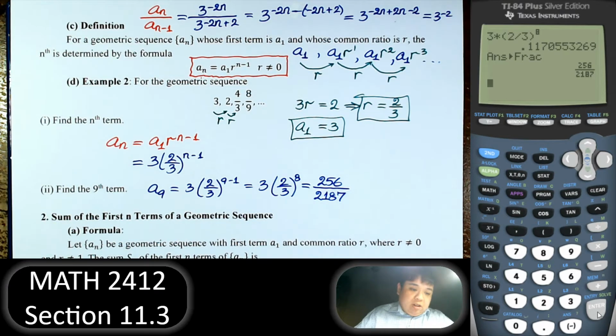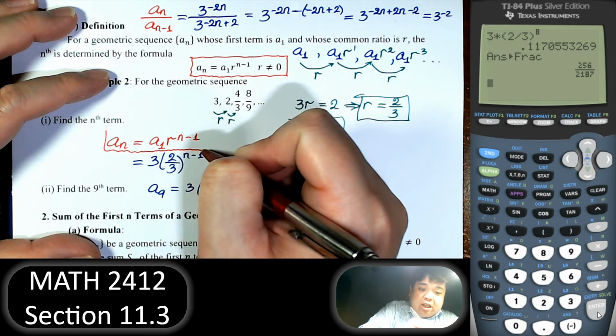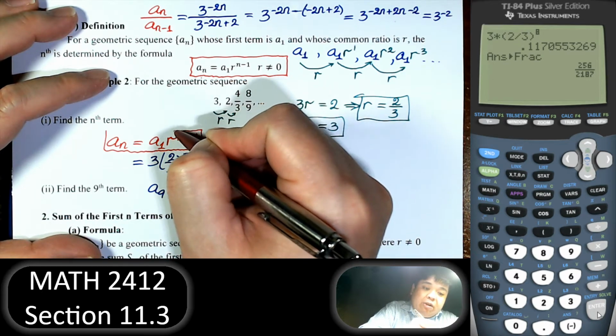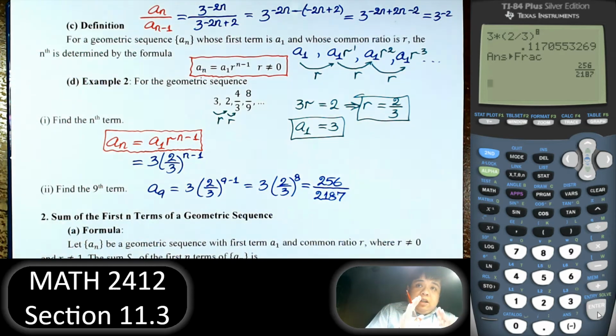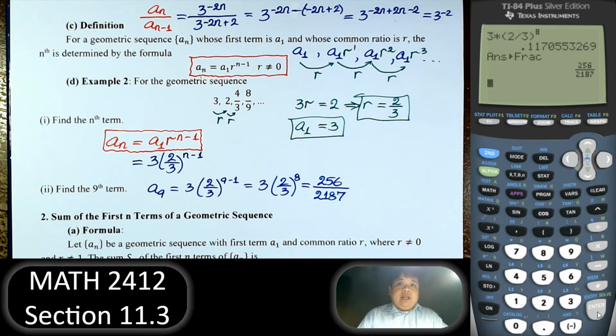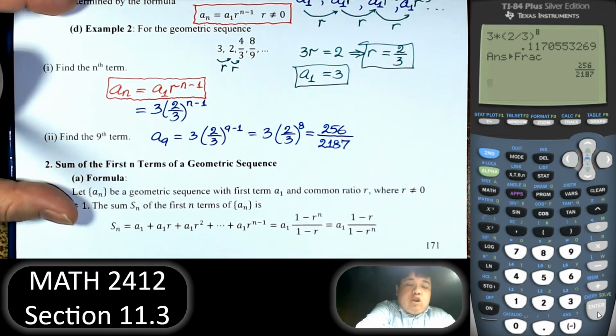Just one formula, straightforward. Just like the arithmetic sequence, where we need the common difference and the first term, this one we need the common ratio and the first term. So basically, for an arithmetic or geometric sequence, we need to know the first term and how we get from the first to the second, and from the second to the third, and so on. That's all we have for the nth term of a geometric sequence.